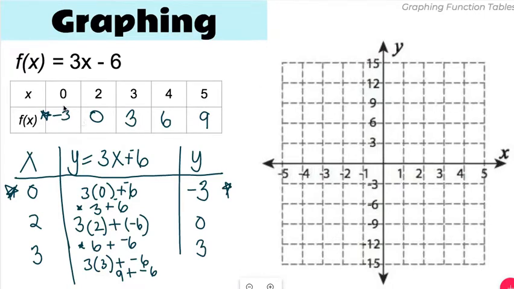So we're going to go ahead and plot these points. Now remember, we have an error here, but we're just going to go with it. Well, I'm going to go with it. You can plot the correct one, or you can just wait on that one. So 0, negative 3, 2, 0, 3, 3, 4, 6, and 5, 9.